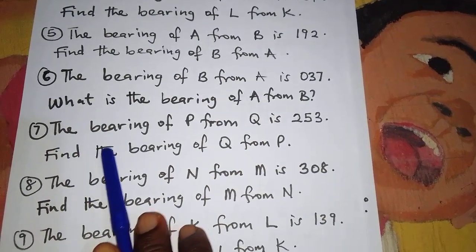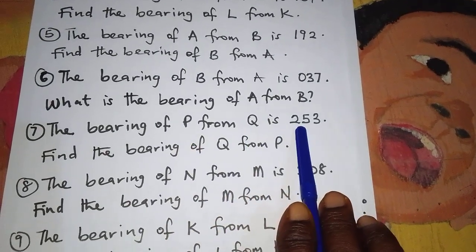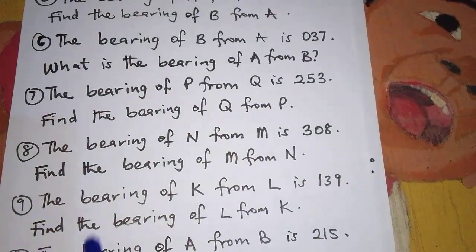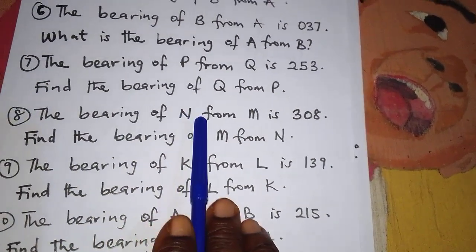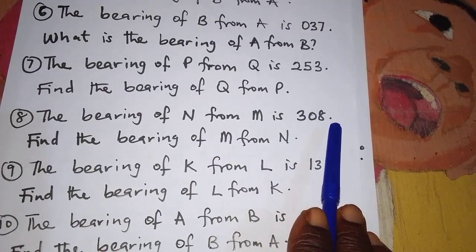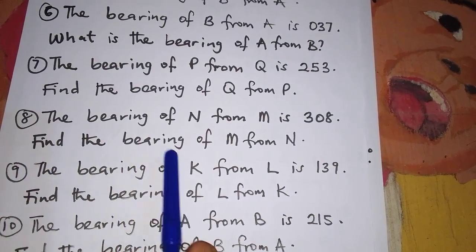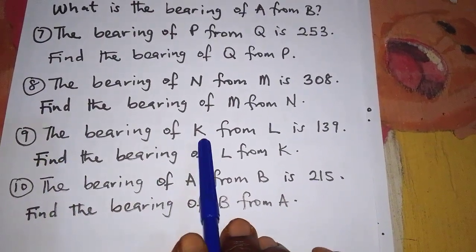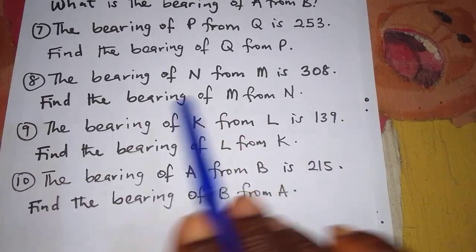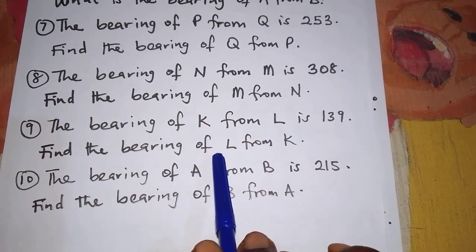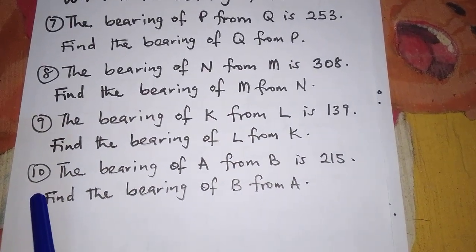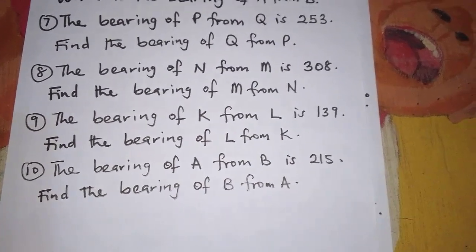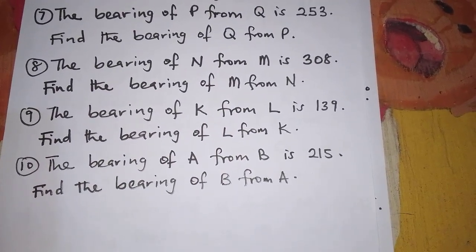Number 7. The bearing of P from Q is 253 degrees. Find the bearing of Q from P. Number 8. The bearing of N from M is 308 degrees. Find the bearing of M from N. Number 9. The bearing of K from L is 139 degrees. Find the bearing of L from K. Number 10. The bearing of A from B is 215 degrees. Find the bearing of B from A.